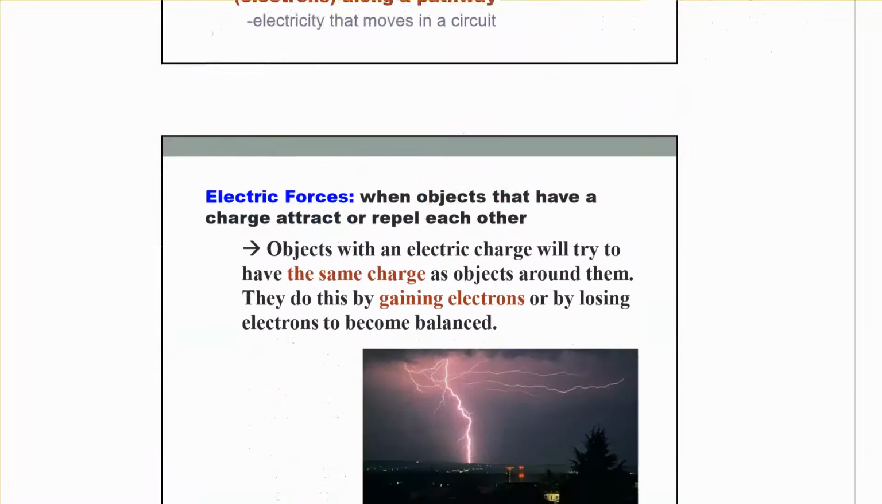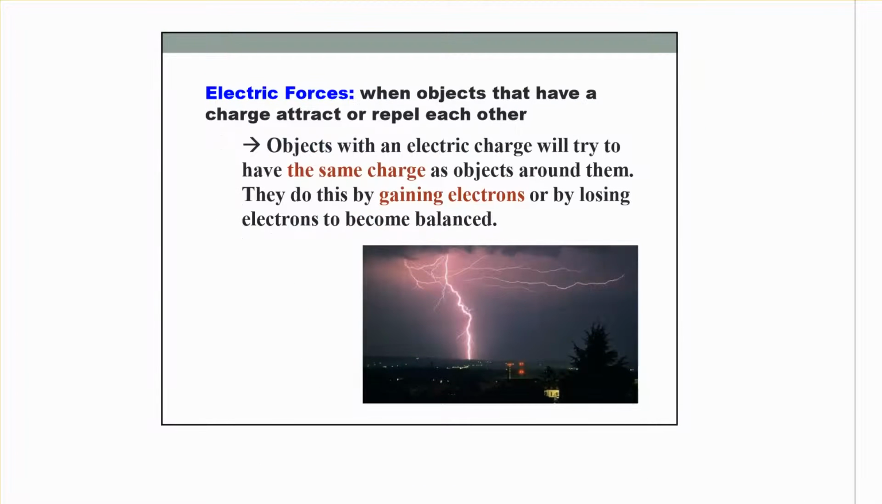All right. So electric forces. What I mean by electric forces is this statement here. Objects with electric charge will try to have the same charge as objects around them. They do this by gaining electrons or by losing electrons.